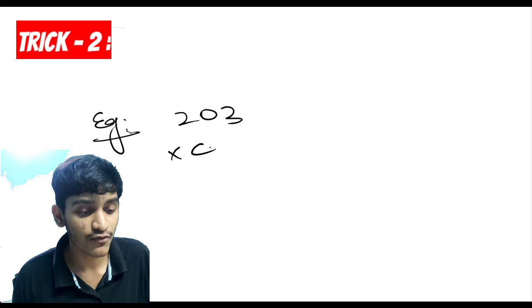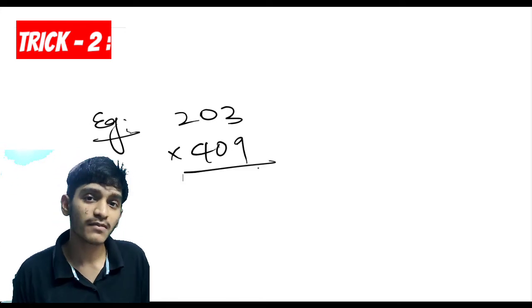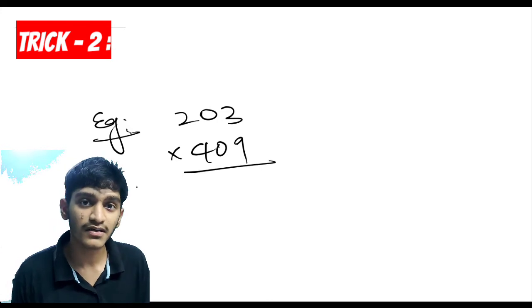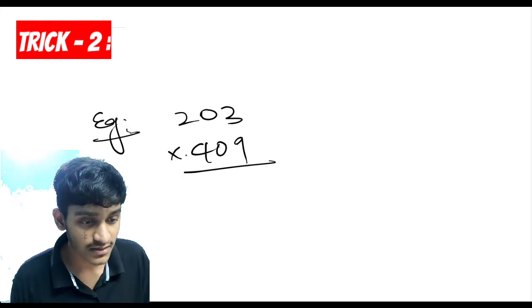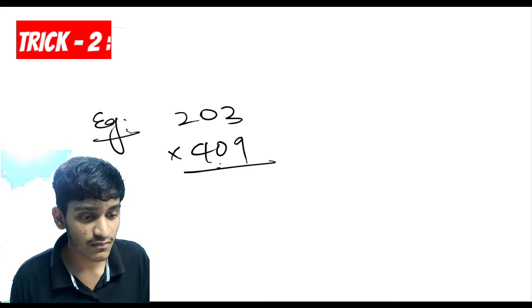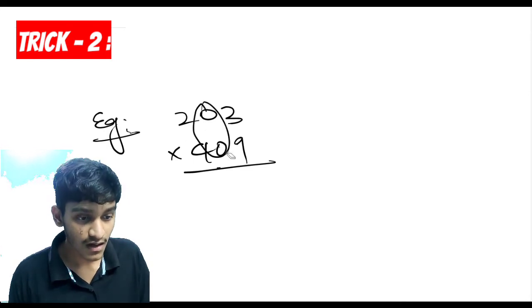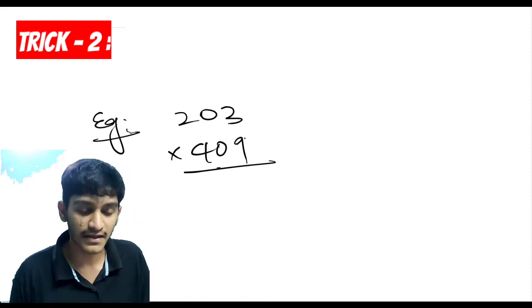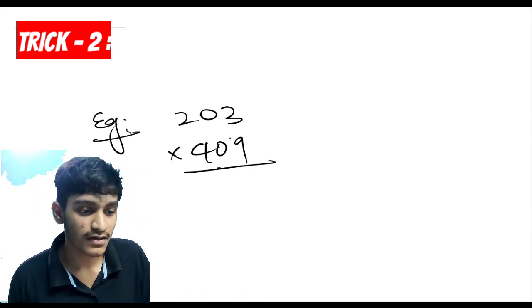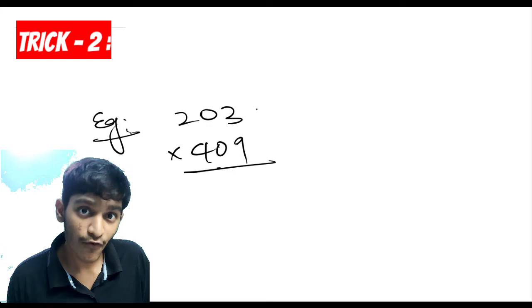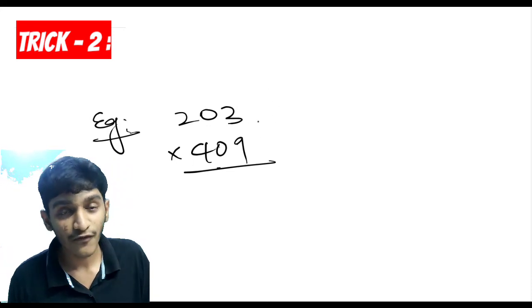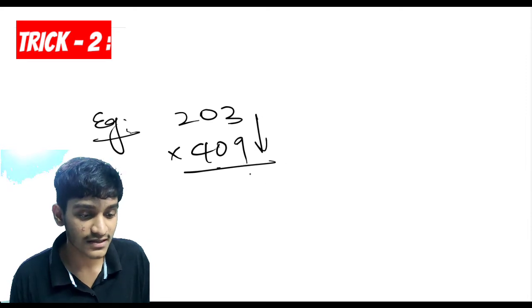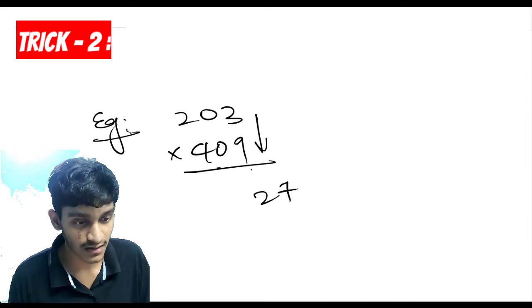Now I have to multiply these two numbers, 203 times 409, and as you can see there is a clear pattern here where you have a 0 in the middle of both of these numbers. Since there is a 0, I can utilize this trick to solve this multiplication problem. Just follow these steps. For the first digit of the answer, just multiply these two: 9 3s are 27, write it here in the answer place.